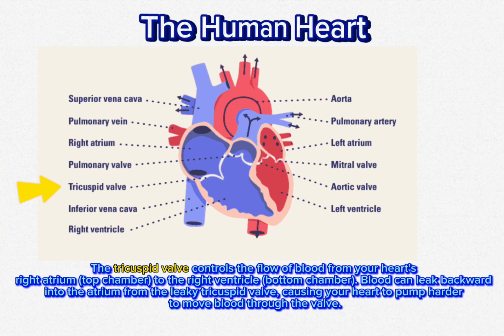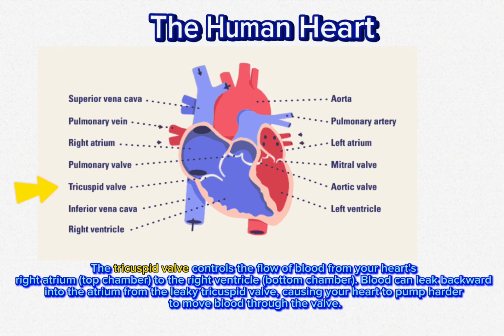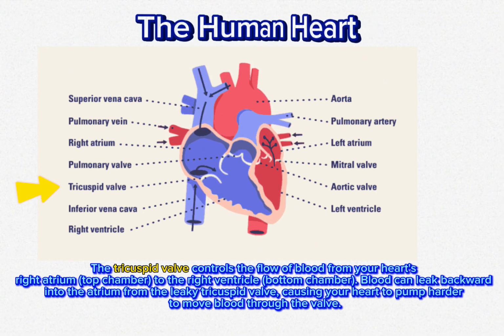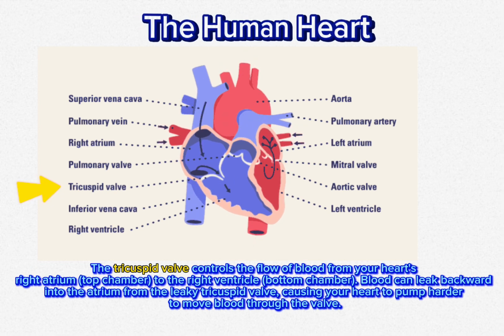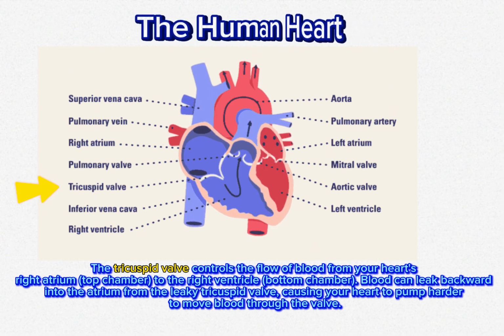The tricuspid valve controls the flow of blood from your heart's right atrium, top chamber, to the right ventricle, bottom chamber. Blood can leak backward into the atrium from a leaky tricuspid valve, causing your heart to pump harder to move blood through the valve.